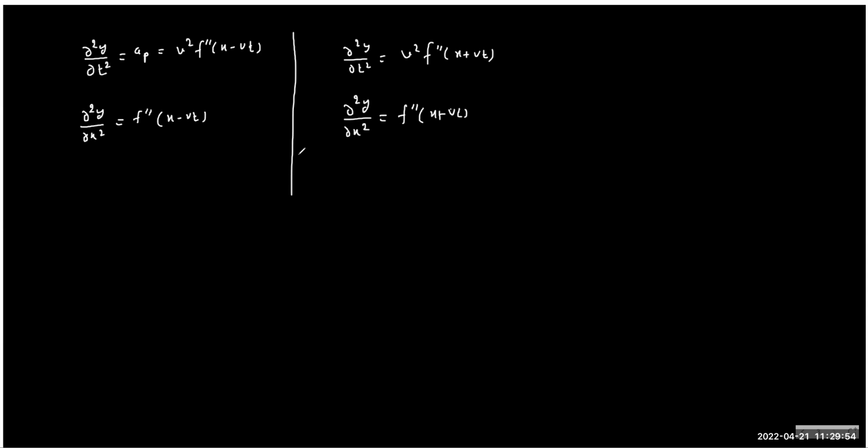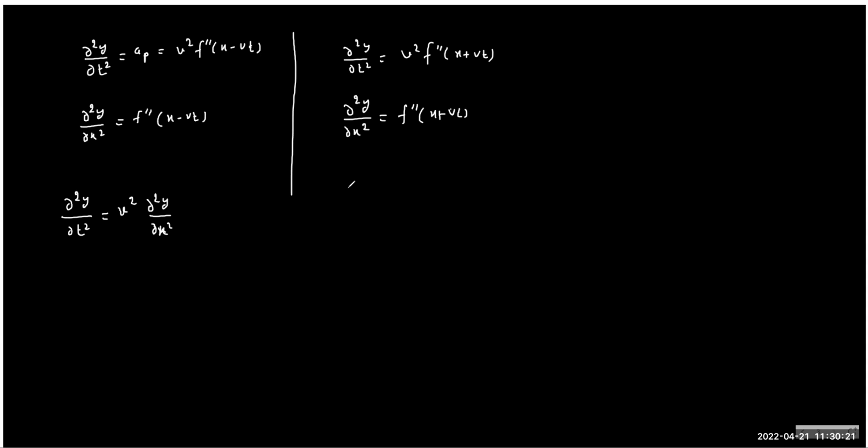Now you can choose anyone and you can see the final answer is same. If I substitute, I can clearly see the second derivative with respect to time, the acceleration, is the square of the velocity into the rate of change of slope. So it's a second order differential equation of time and position.